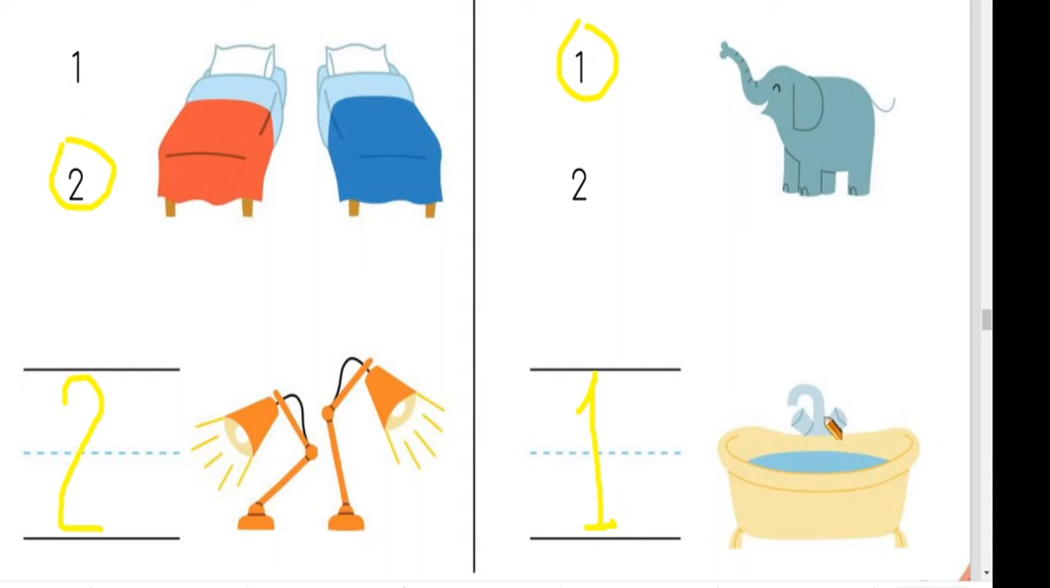So let's repeat again. How many beds are here? There are two beds. How many lamps are here? There are two lamps. How many elephants are here? There is one elephant. How many bathtubs are here? There is one bathtub. Good job.